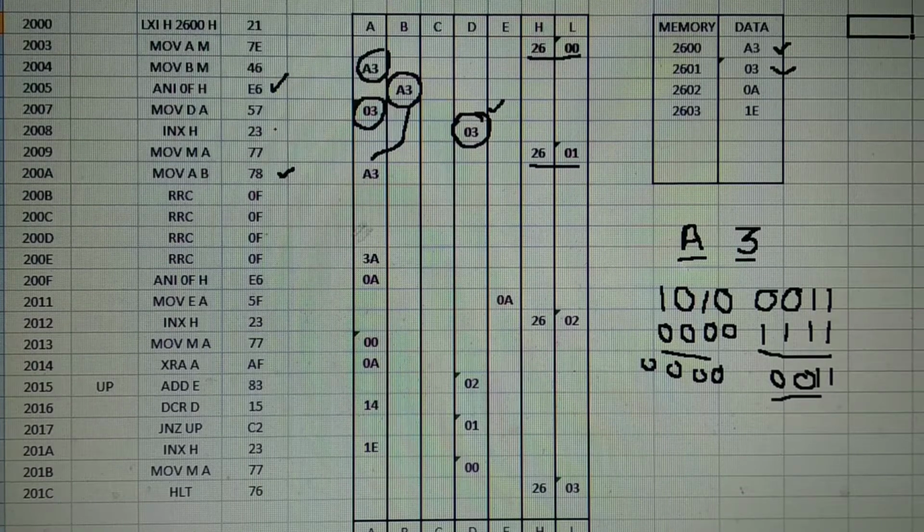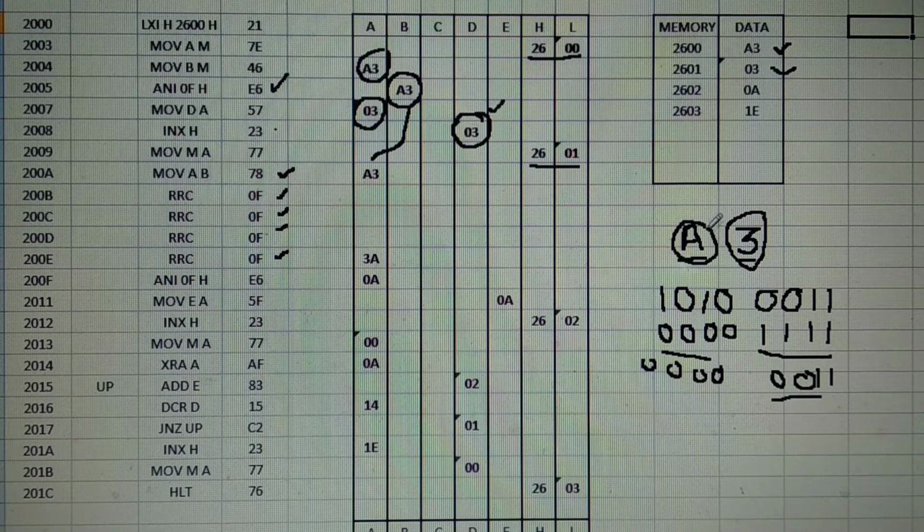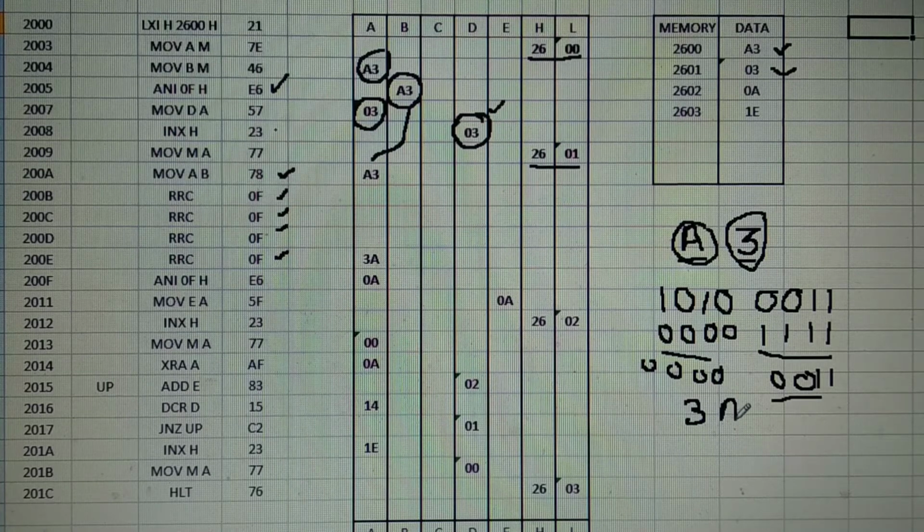When you perform RRC 4 times, the digit positions get exchanged. Here A3 is there, instead of that you will get 3A in the accumulator after you execute RRC 4 times.